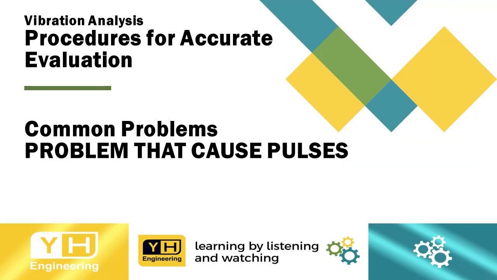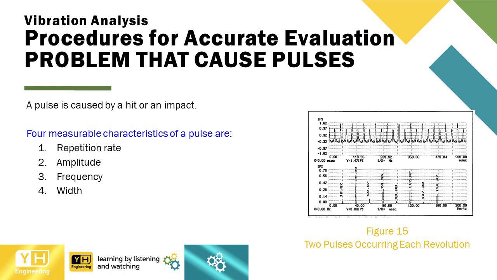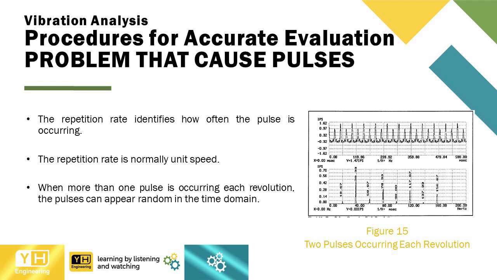Vibration analysis. Procedures for accurate evaluation of machinery condition. Common problems. Problems that cause pulses. A pulse is caused by a hit or an impact. Four measurable characteristics of a pulse are: 1. Repetition rate. 2. Amplitude. 3. Frequency. And 4. Width. The repetition rate identifies how often the pulse is occurring.